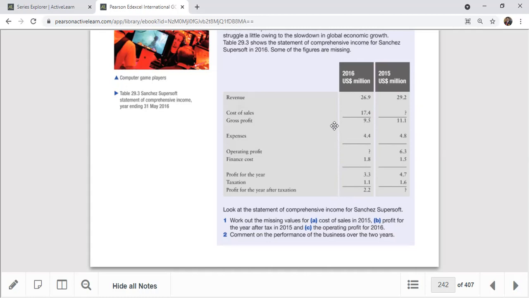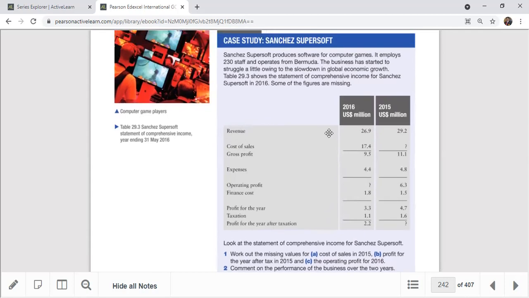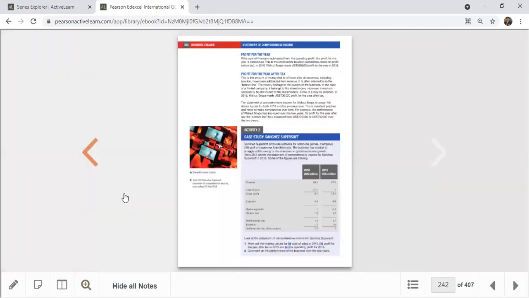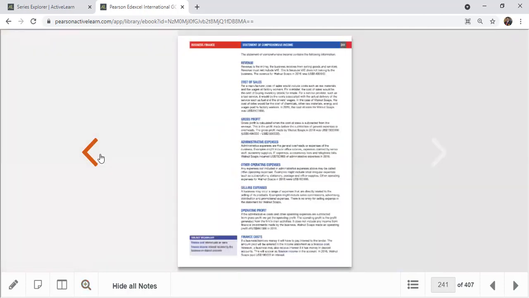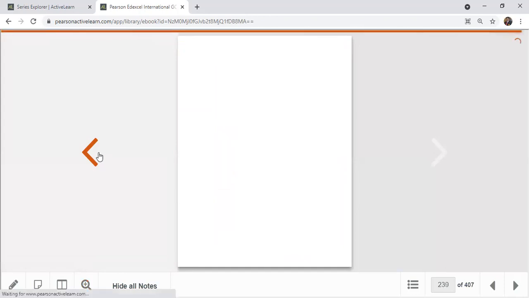And also we can compare their business with other similar businesses. In this case, they are producing software computer games. So they can compare with other similar software developers in their area, and find out whether they are doing a good job or not. Right. So I think you got a very good understanding today. We talked mainly about the key elements of the statement of comprehensive income. We went through this case study with two activities. I hope you enjoyed this session.